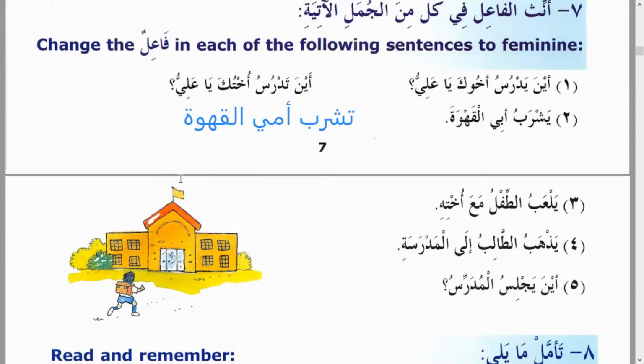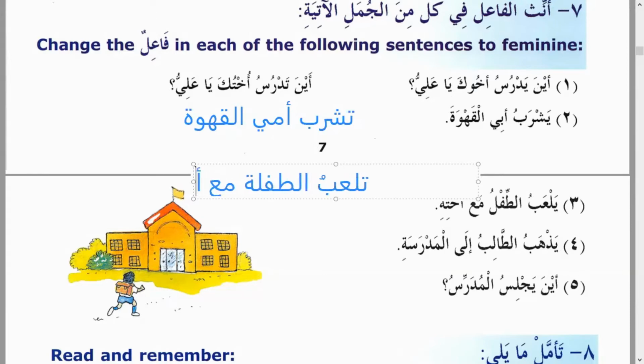Next one, third one. يلعب الطفل مع أخته. The child is playing with his sister. You have to say the female child now. تلعب. Now, it's very important, this exercise, because later on we'll get confused with this, because تفعل is the same for she does and you do. It's the same, right? So تلعب الطفلة مع أختها.